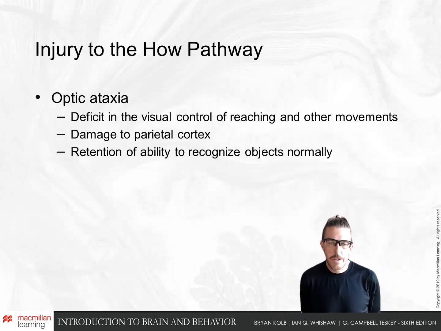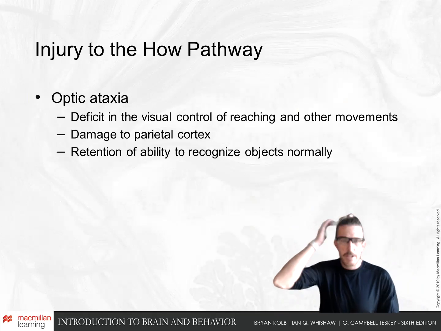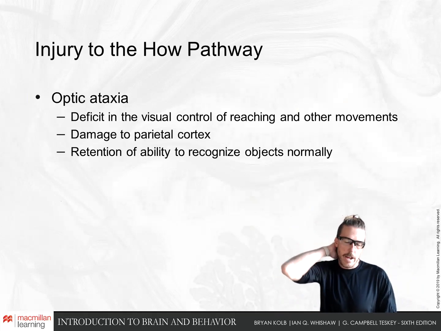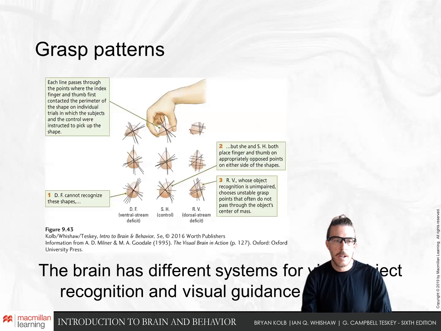Alternatively, if you get damage to the dorsal stream, but not the ventral stream, you can end up with disorders called ataxias. So this is an inability to use your vision to reach out and grab things and make other movements like jumping into the right place. This occurs due to damage to the parietal cortex. And when this happens, one can still usually recognize objects using the alternative pathway.